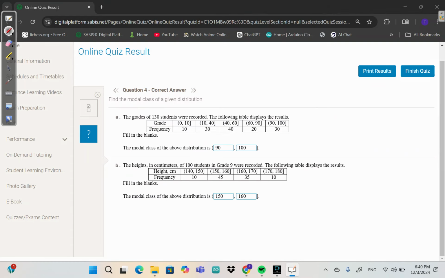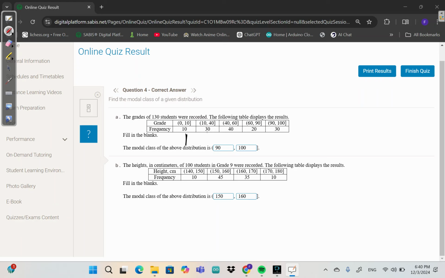Okay, now for this question, to find the modal class, you need to do the frequency divided by the interval, basically. So our frequency here is 10. Let's start with this class. 10 over 10 minus 0, which is 10. So it's going to be 1. So this one is 1.